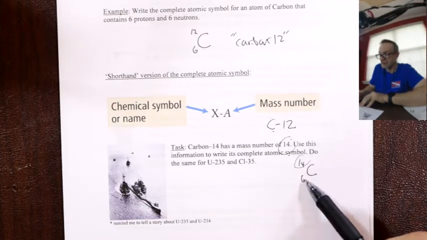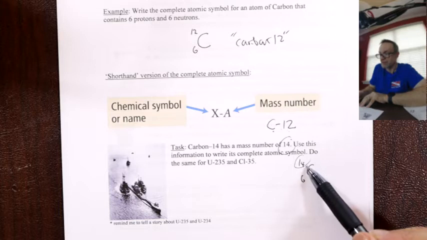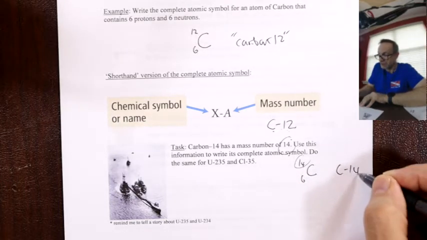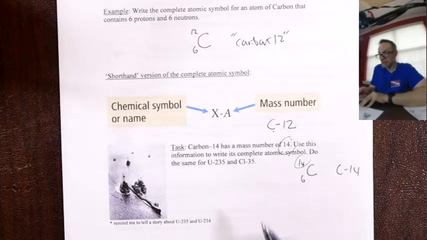Okay, so that's an isotope. An isotope is the same element that weighs a little bit more or less, okay? So that's carbon 14, and you write carbon 14 as an abbreviated symbol. Okay, so try these two.